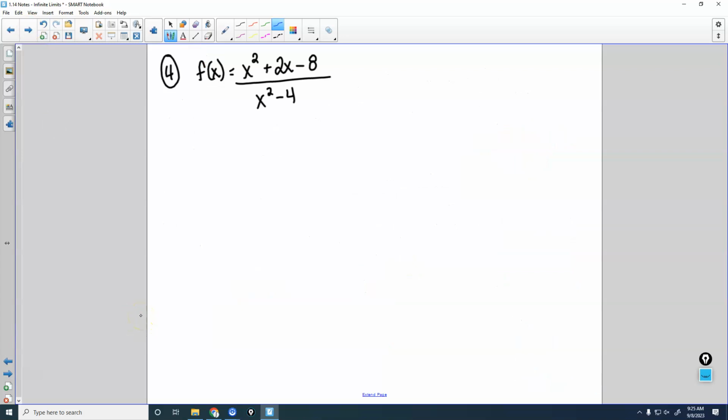All right. Okay, this one is also a vertical asymptote problem. I didn't copy over the directions, but vertical asymptotes here as well. Lily, what would we need to do? Wonderful. So if we factor here, we've got x minus 2, x plus 2 on the bottom, x plus 4, x minus 2 on the top.